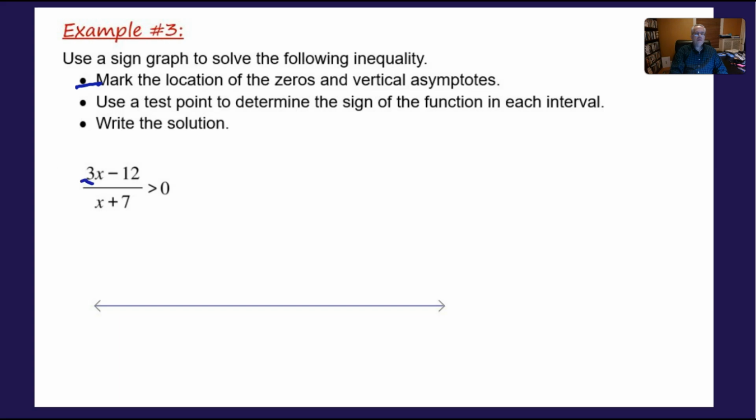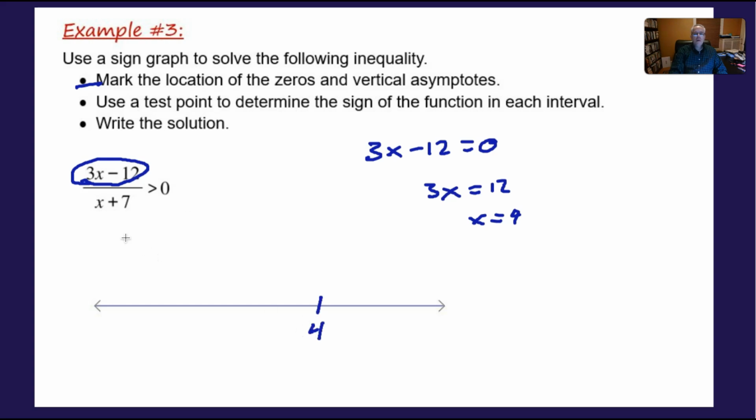So first I'm going to locate where the zeros are. So that happens when the numerator is equal to 0. So if I solve this, I get 3x equals 12 or x equals 4. That's the x-intercept. So I'm going to mark that. Here's x equals 4. I'm also going to mark the location where the vertical asymptote is. And in this case, that happens when the denominator is 0 or when x is equal to negative 7. So the vertical asymptote here and the 0 divide the number line up into 3 intervals.